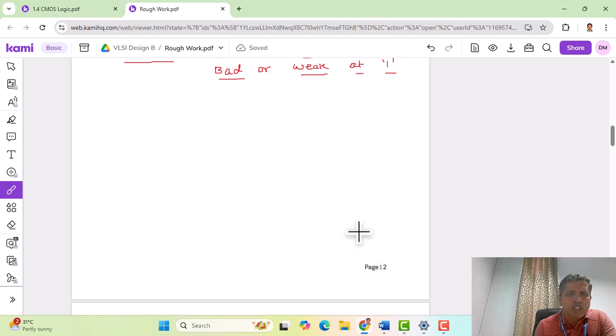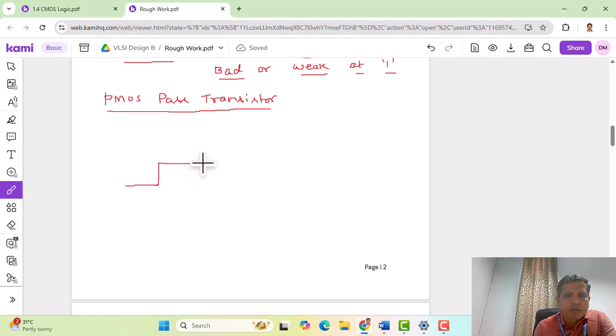Similarly, let us have a look at the PMOS transistor. PMOS pass transistor. Let us analyze this PMOS as a pass transistor. So here let us connect a voltage source.